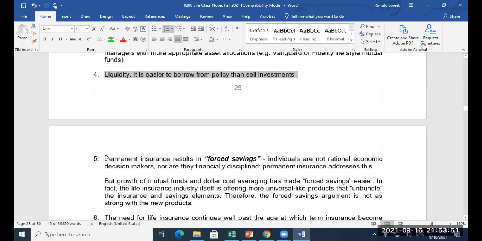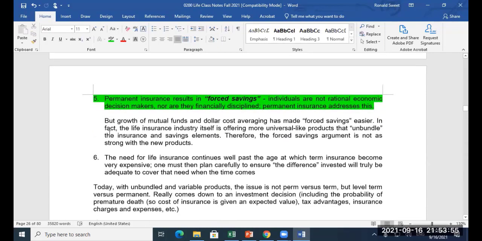The next argument, I think, is their strongest argument on the permanent side. It's forced savings. For whole life, if you buy whole life, you have to pay the premium. Remember, it's not universal. It's not unbundled. You have to pay the premium, and if you pay that premium, you will get a cash value that you can use if you need it later in life. And that's a strong argument.